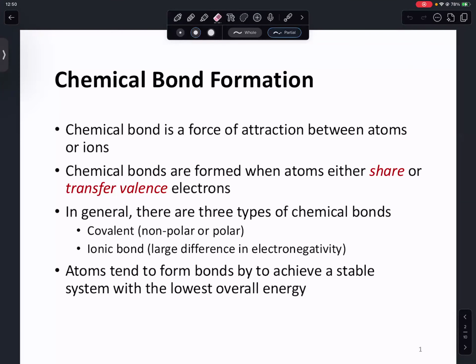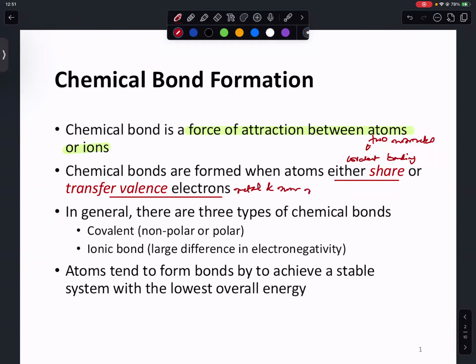In general, chemical bonds are defined as a force of attraction between atoms or ions. Chemical bonds can be formed between two atoms through sharing, which involves covalent bonding between two nonmetals, while transfer of electrons occurs between a metal and a nonmetal to give us ionic bonding.